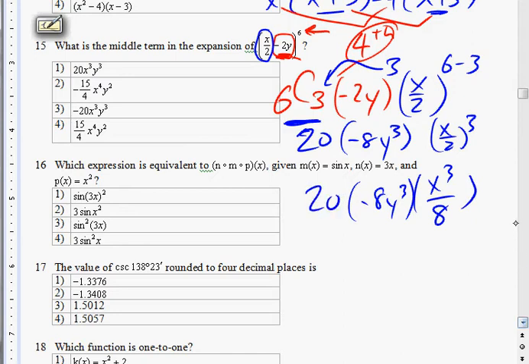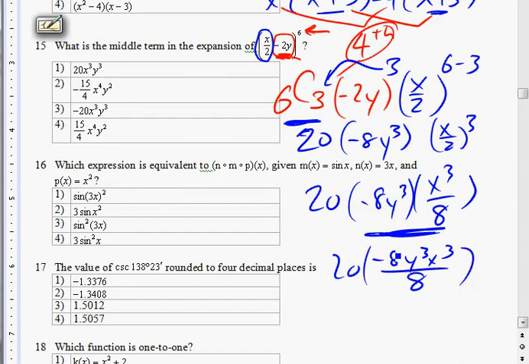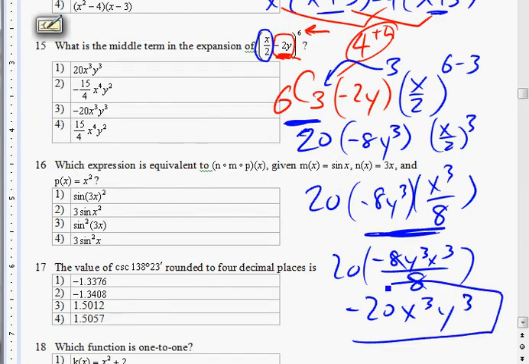Okay. And now we're going to combine all these. Let's multiply the right side over here. We got negative 8y cubed x cubed divided by 8, right? 20 I'll just leave outside for now. Negative 8 and positive 8 cancel out. And you're left with negative 20 x cubed y cubed, or y cubed x cubed, but this happens to be choice number 3.